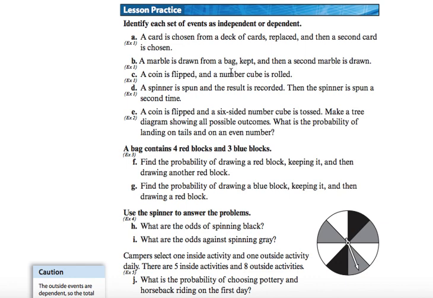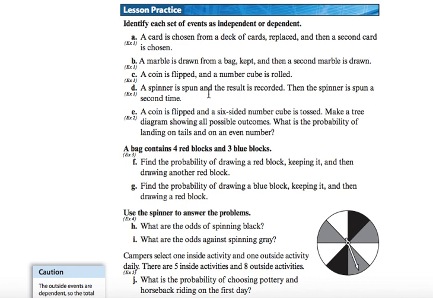Letter C, a coin is flipped and then a number cube is rolled. This would be independent because they do not affect each other. They're both by themselves happening. Letter D, a spinner is spun and the result is recorded. Then the spinner is spun a second time. Again, this is independent because the spinner spinning to one spot doesn't mean anything's removed or changed. You still have the same probability as it goes around because it's happening as an independent event. It's all by itself. It's independent.